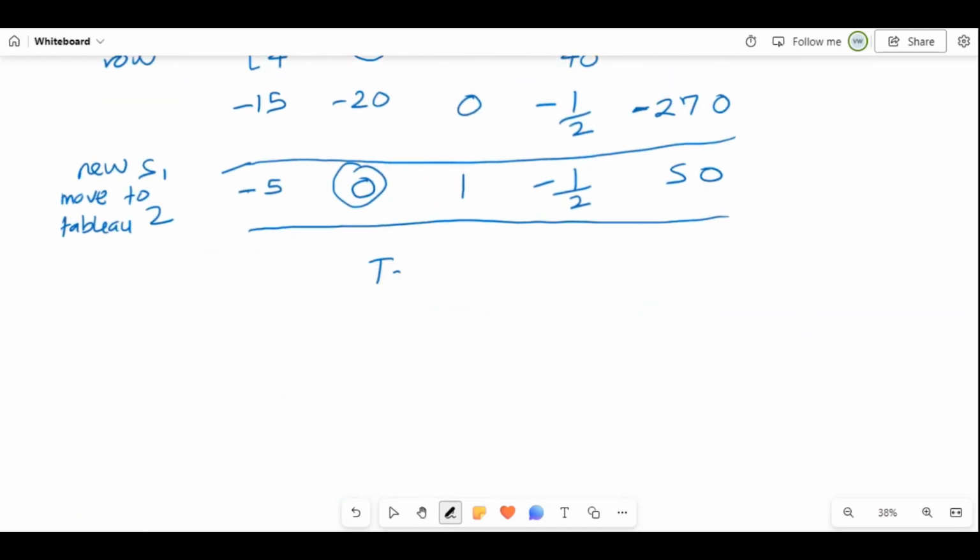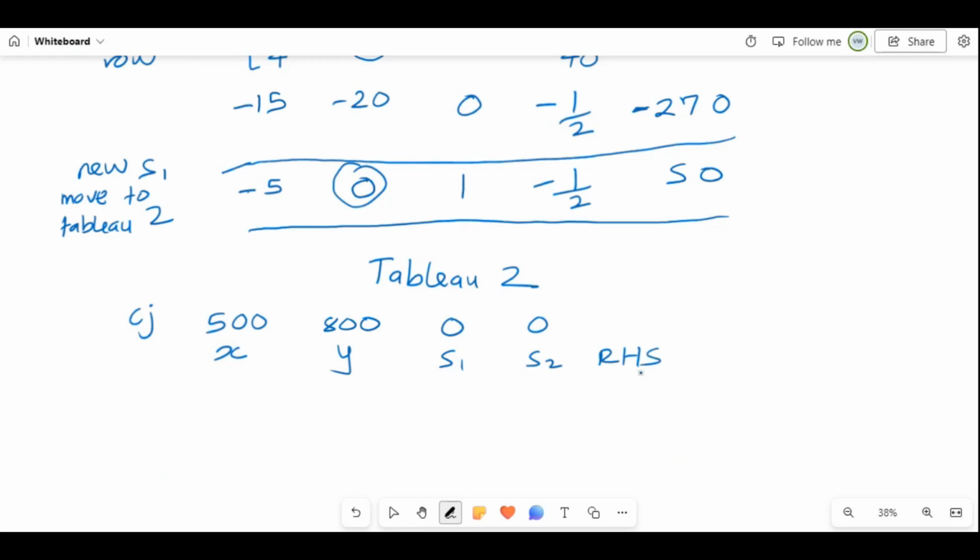So when you go to W2, we said our Cj coefficients will remain the same. It doesn't matter as we move, the Cj will remain the same because the unit contribution is still 500 for the first product and 800 for the second product. So the variables there are X and Y. Then we have 0 for S1 and 0 for S2 and the right hand side values. So the Cj row remains constant all the way through.